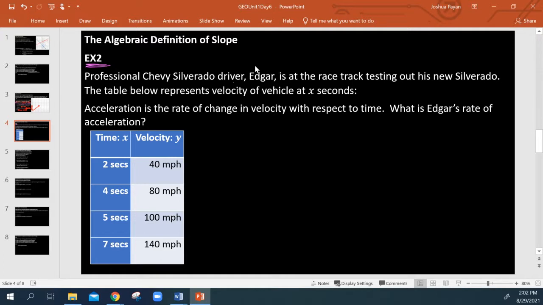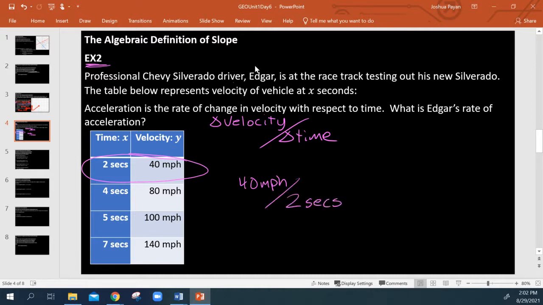So what we're looking at now is called acceleration, and acceleration is the change in velocity over the change in time. This is what we're really looking at, but that's not really that important. So what is his rate of acceleration, right? If we look here at his velocity at 2 seconds, 40 miles per hour every 2 seconds. Well, then we've got 80 miles per hour every 4 seconds, right?